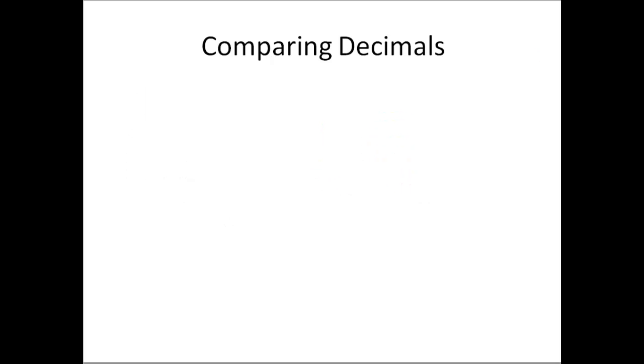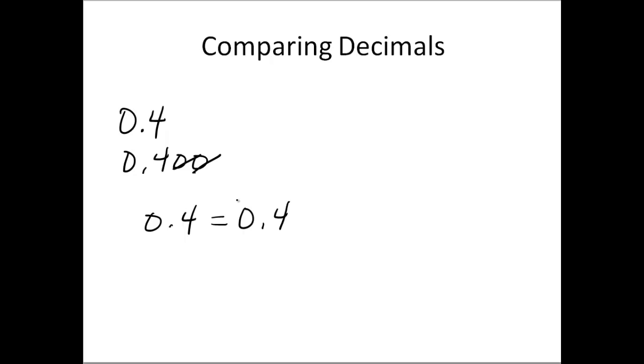The same way we can add terminal zeros to the end of a decimal number, we can also remove them if we do not need them. So if we had the decimal numbers 0.4 or 4/10 and we had 0.400, this is still 0 and this is still 4/10. So we can get rid of these terminal zeros here and say that 0.4 or 4/10 is equal to 0.400. Just as we can add terminal zeros, we can take them away to compare.